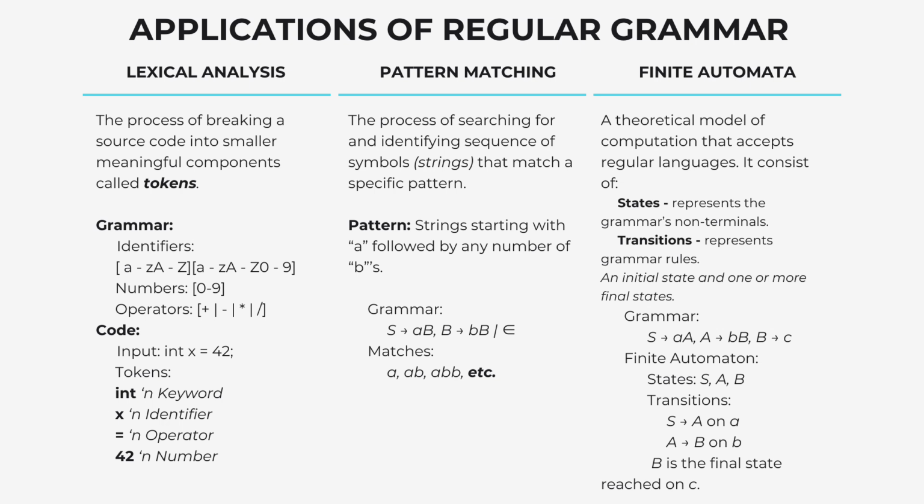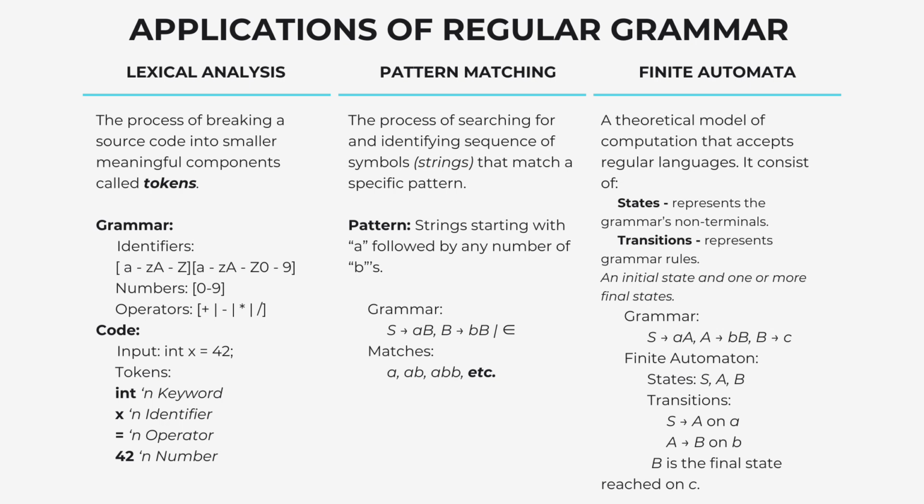Pattern matching is the process of searching for and identifying sequences of symbols, such as strings, that match a specific pattern. Role of regular grammar: they form the foundation of regular expressions, which are widely used in tools like text editors, search engines, and programming languages. These patterns described by regular grammars can match words starting with a certain letter, phone numbers, email addresses, and many more.